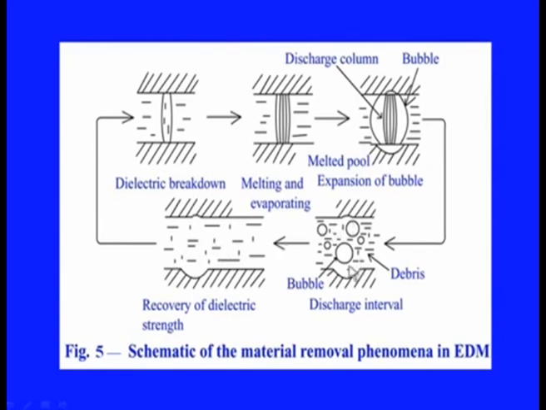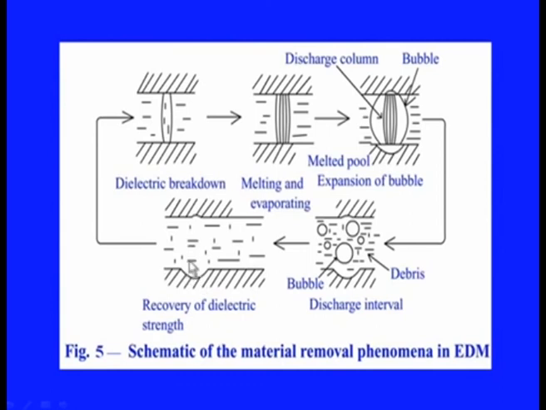If this debris gets accumulated here at one time, this debris will create a conducting bridge between the tool and the workpiece, and no more sparking will be possible in future. Therefore, it is very important to efficiently remove this debris from this working zone. This is done by the flushing fluid, and now the new fluid will enter this zone and the process will get repeated.